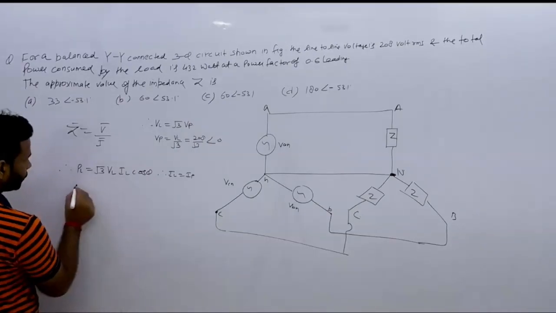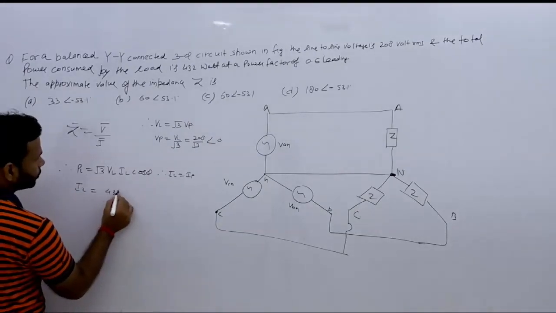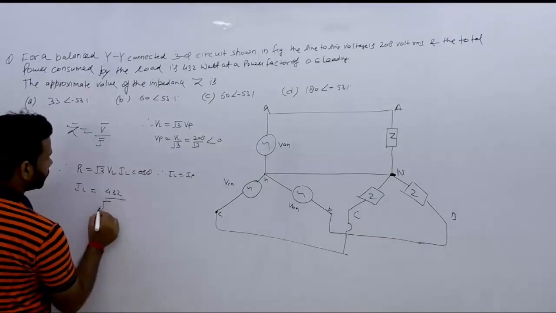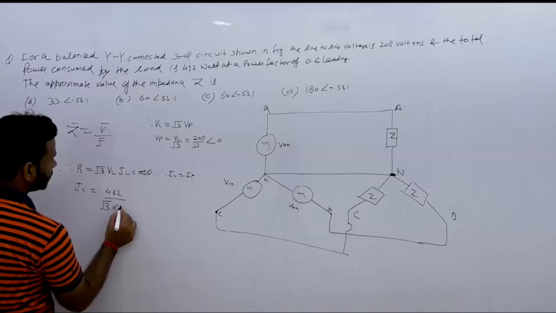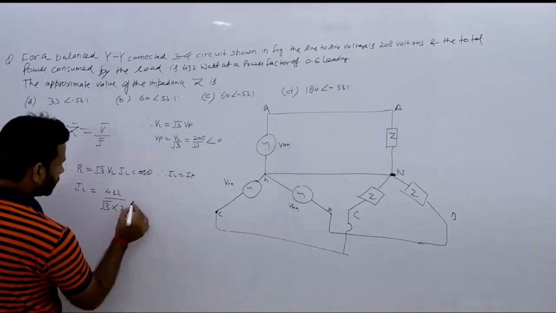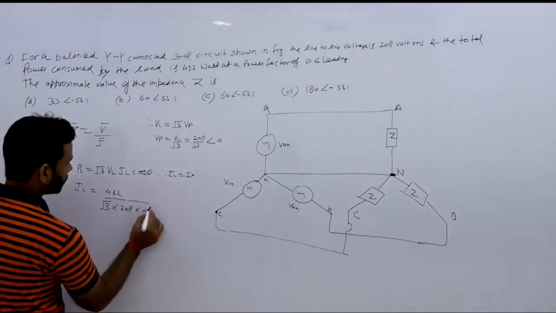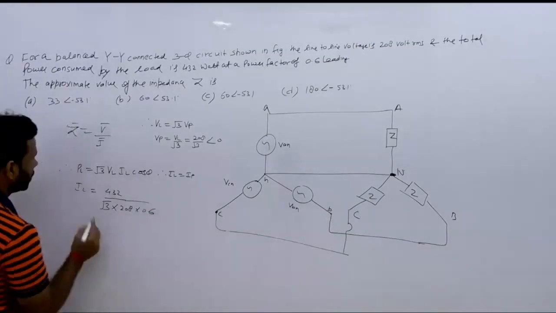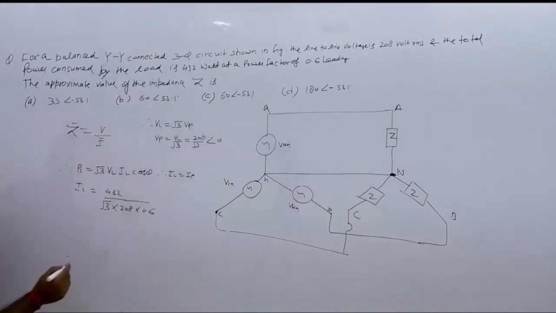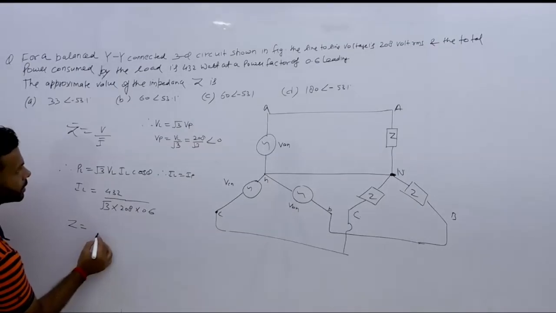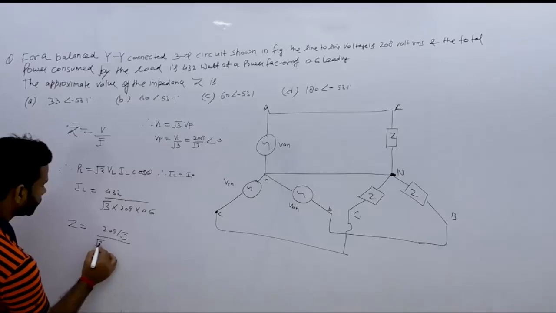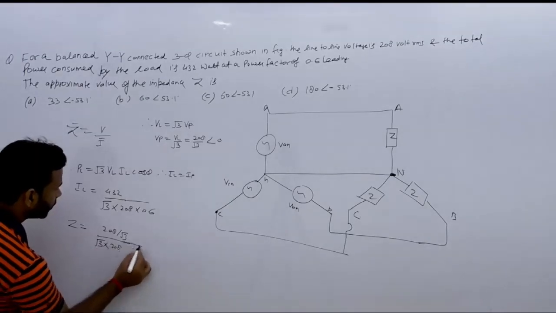So first we find IL: 432 divided by root 3 times the voltage, which is 208, times cos phi, which is also given as 0.6. Just take the value of Z only. So Z is 208 upon root 3, then root 3, then 208, and 0.6.